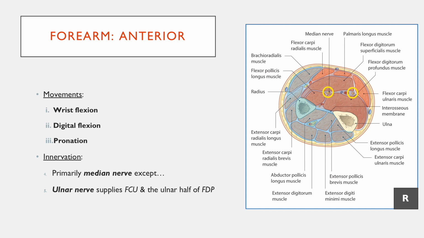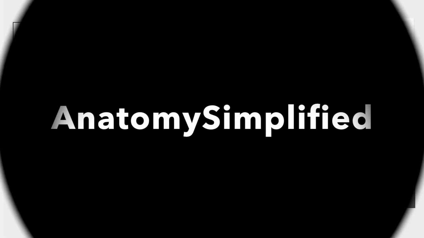supplies half of flexor digitorum profundus. So it supplies the medial aspect, which is also the ulnar aspect of the FDP. That means that when you try to flex your little and ring finger, you're using the ulnar nerve because that is the half of the FDP that is being supplied by it. And when you flex the middle and the index finger, you're using the median nerve. And again, that will become relevant when you think about nerve palsies.